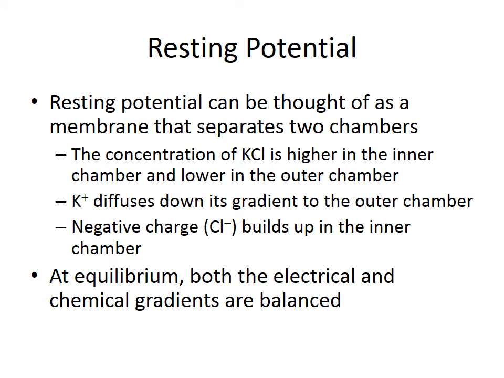The resting potential can be thought of as a membrane that separates two chambers. The concentration of potassium chloride is higher in the inner chamber and lower in the outer chamber. The ion potassium is going to diffuse down its concentration gradient to the outer chamber. That's just going to happen. That's Fick's law, and we saw that in diffusion. Because that happens, a negative charge of chloride builds up in the inner chamber. At equilibrium, both the electrical and the chemical gradients are balanced.